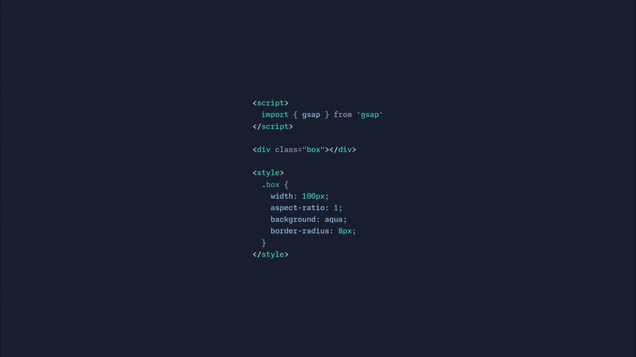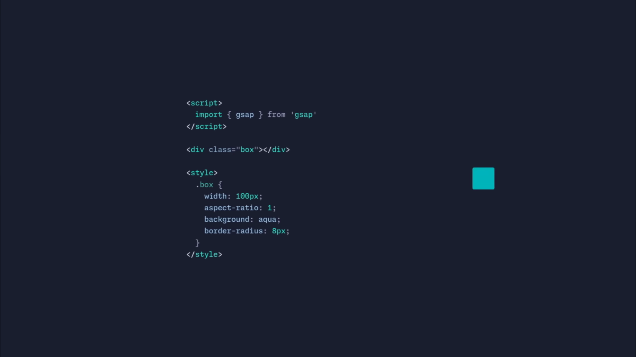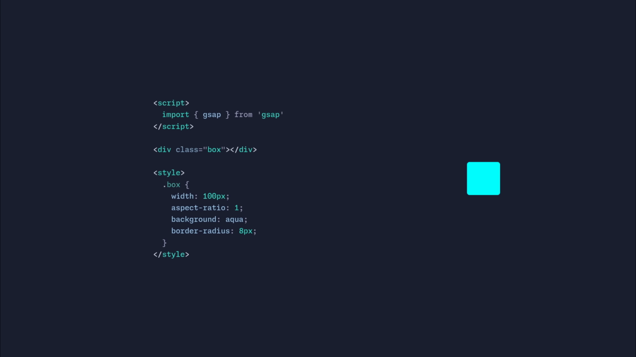So let's start from the beginning. We're going to look at an example of integrating a third-party JavaScript library, such as the GSAP animation library in Svelte. Here I'm just importing GSAP from GSAP, and then I'm creating this box. Now we have a couple of options how we want to animate this box.